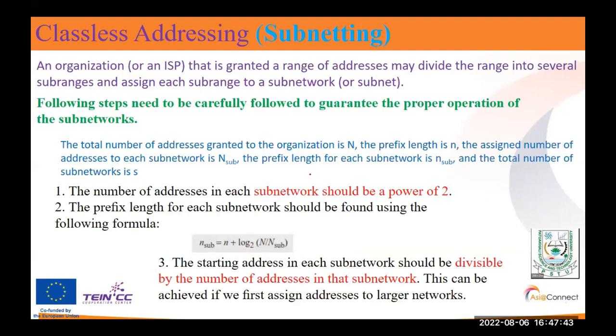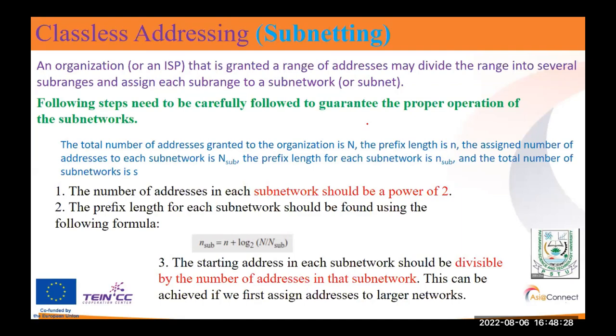So another issue in classless addressing: basically an organization or ISP provider that is granted an address, suppose we have already shown the ISP provider granted an address, but they want to divide the range into several sub ranges and assign a sub range to a subnetwork. That means they have taken a block, after that they want to subdivide the network, for managing or other issues. So in classless addressing, how they divide the network, this will be the issue.